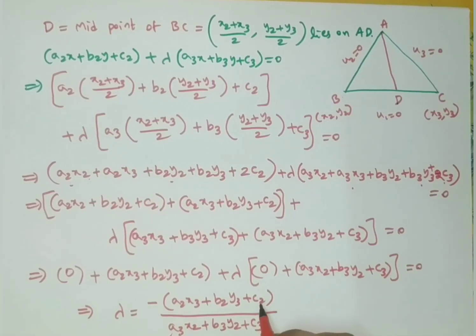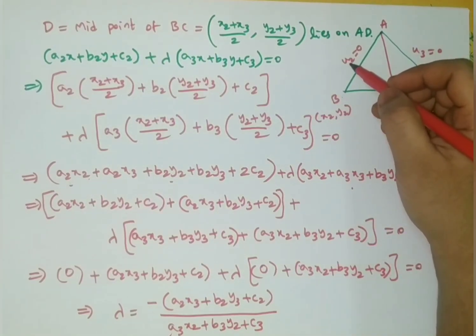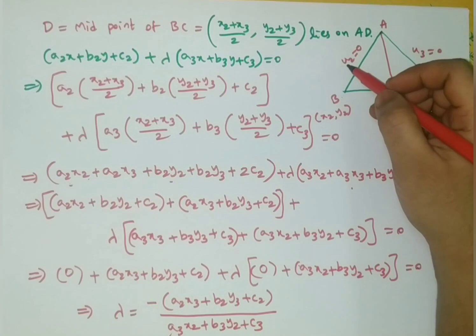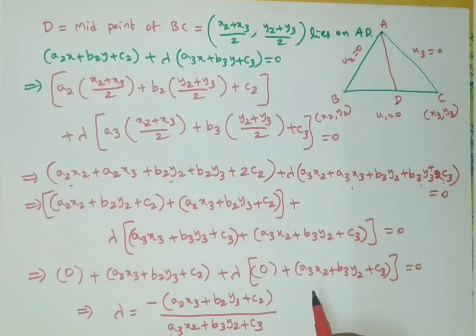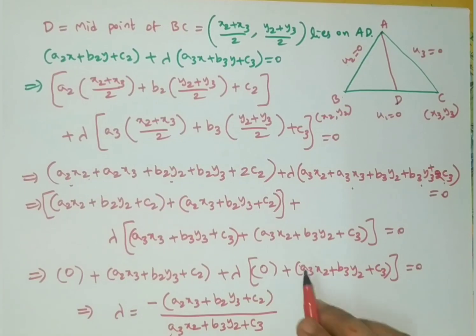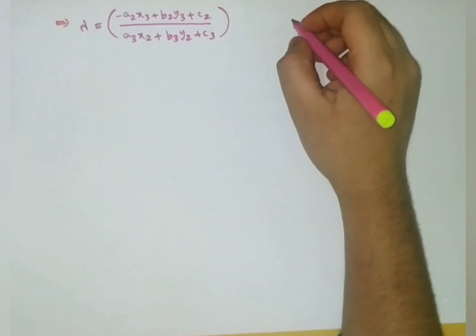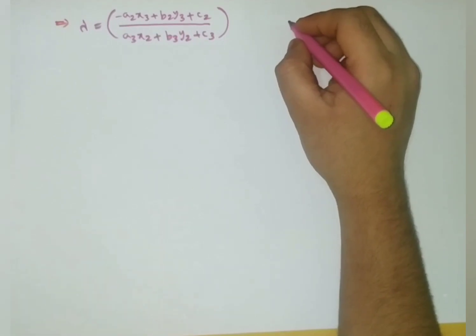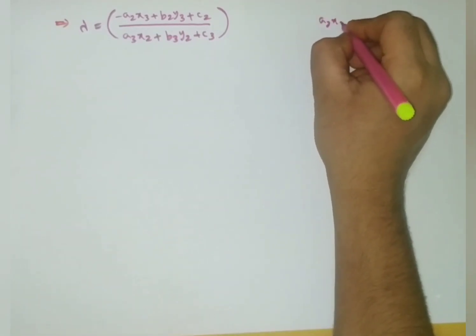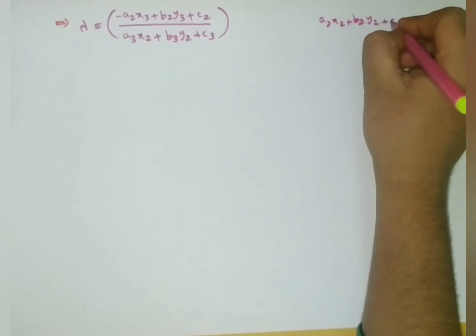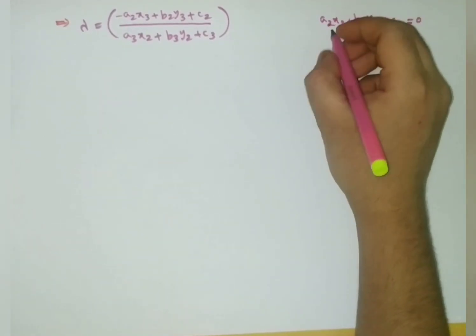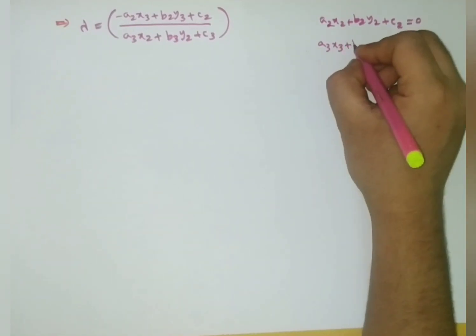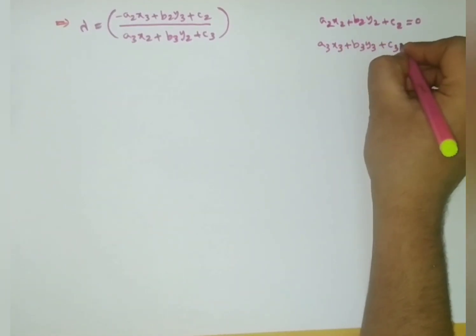Now here instead of c2 substitute. u2 equal to 0 is what is the equation? a2 x plus b2 y plus c2 is equal to 0. So c2 can be written as minus of a2 x2 plus b2 y2. Okay. Follow this one. From equation 5, what is the equation 5 we got? a2 x2 plus b2 y2 plus c2 is equal to 0. And equation 6 as a3 x3 plus b3 y3 plus c3 is equal to 0.